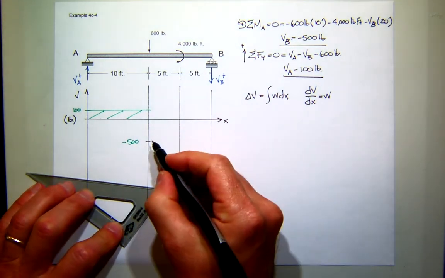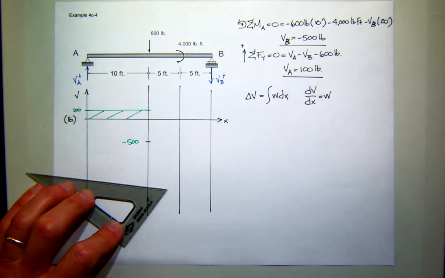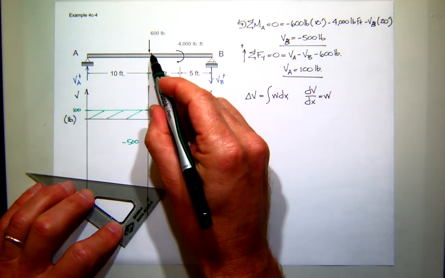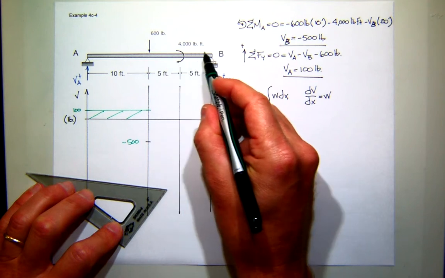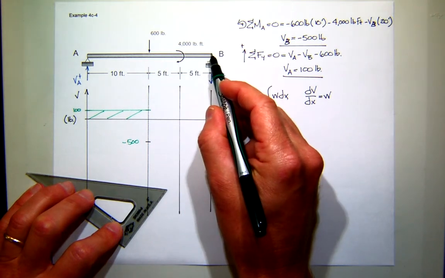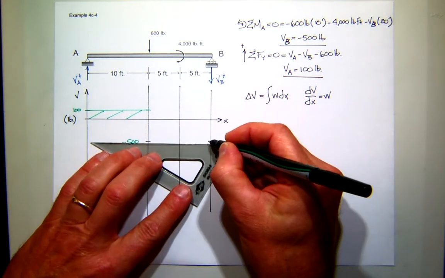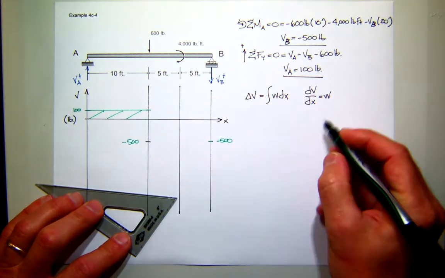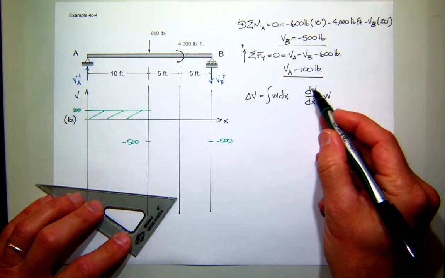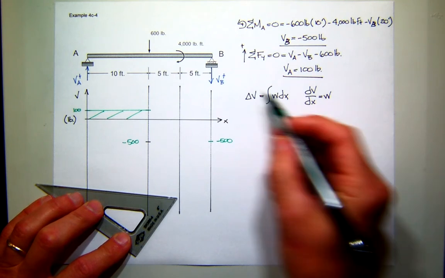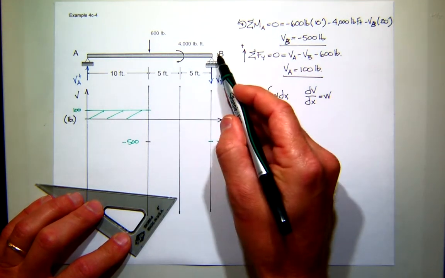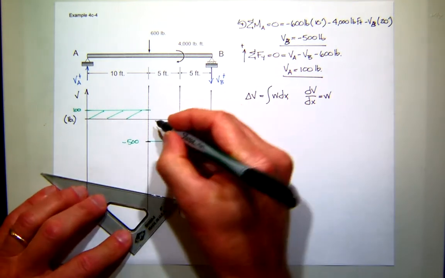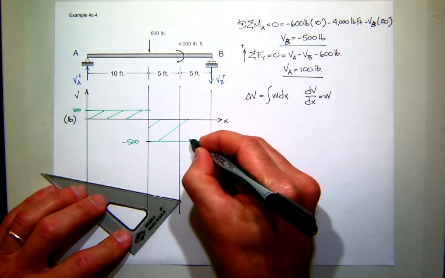Now, the change in shear from 10 to 20 feet is the area in the load curve. And what's the value for the loading? 0. So there should be no change. This should stay minus 500. And the slope, right, is given by the load. And what's the load? 0. So it's got 0 slope. So there's my shear diagram.